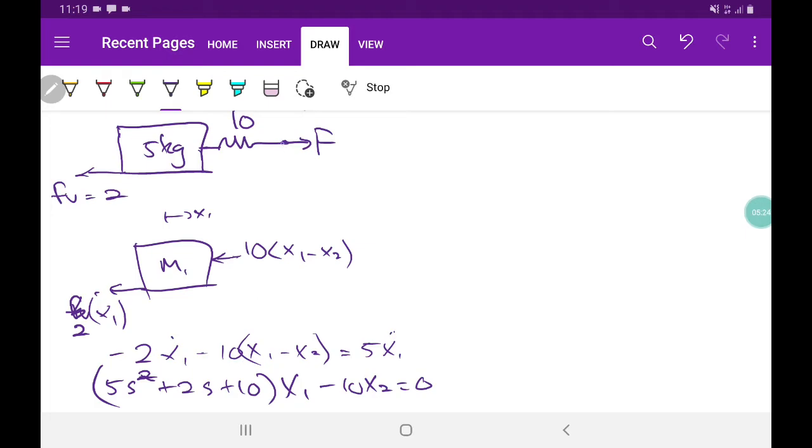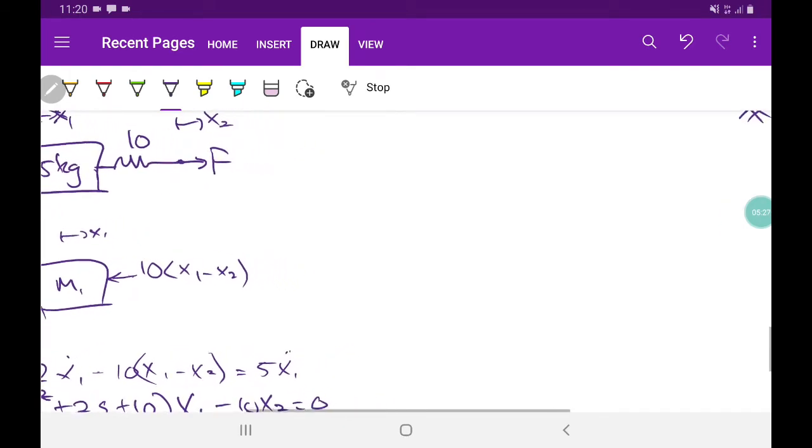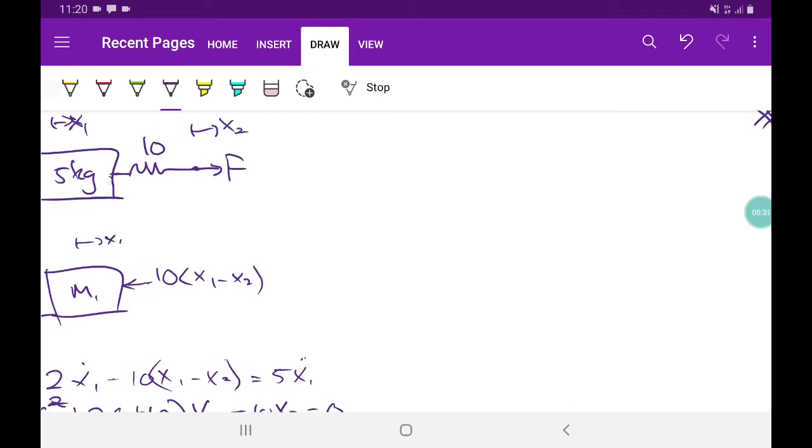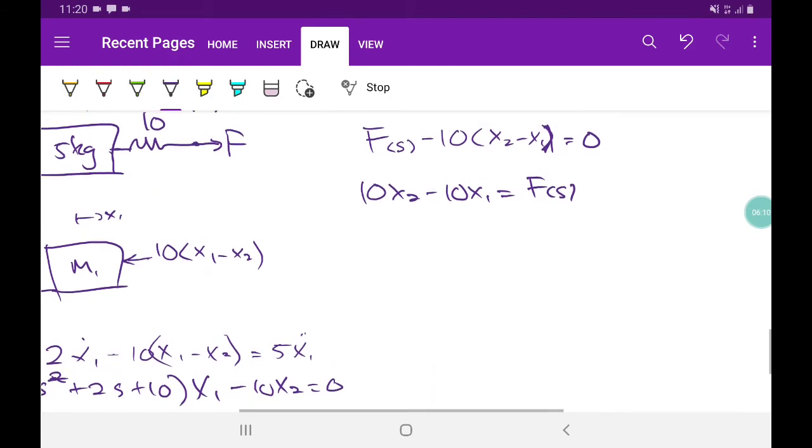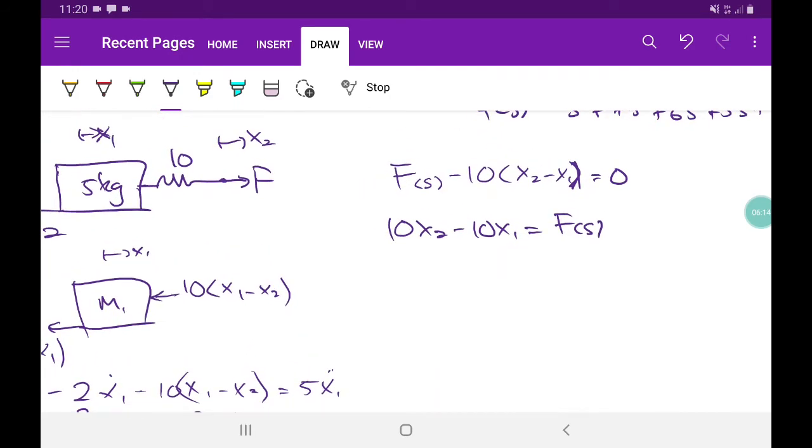And then we have point 2. So we need to analyze at point 2 as well. At point 2, we have a spring and the acting force. So force to the right minus the spring force to the left, so minus 10 (x2 minus x1). No friction and no mass, so equal to 0. Okay, so rearrange the equation, we get 10 x2 minus 10 x1 equal to Fs. So we have two equations to solve, and we want to find the relationship of x1 and Fs.